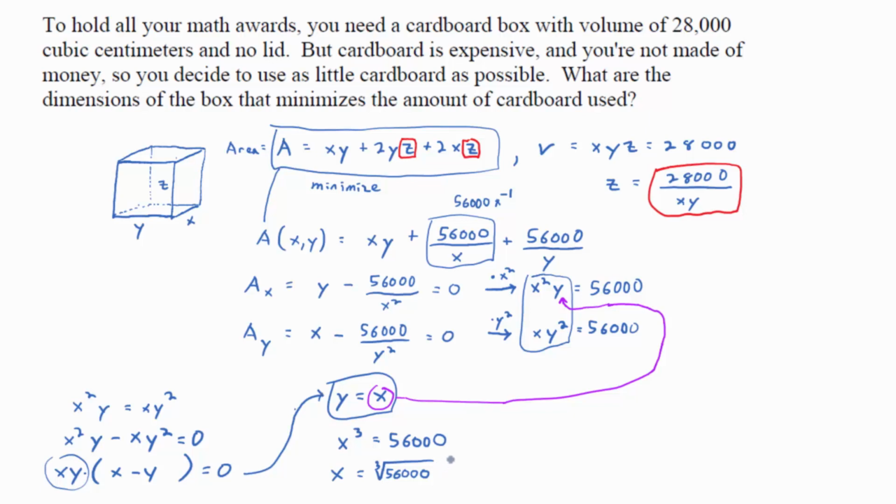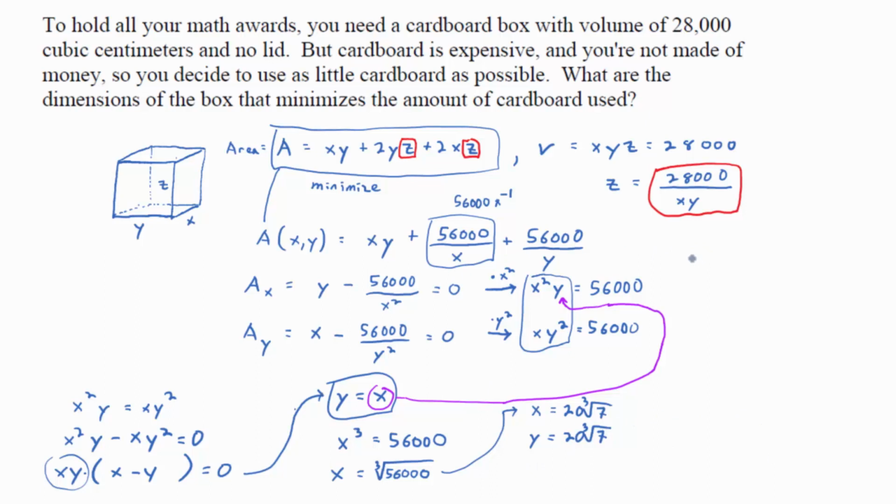I think we can do better than that here. Let's not get decimals. 20 times the cube root of 7. How do you get that? You make an old-fashioned factor tree and break it down. Yes, that's correct, 20 cube root 7. I'll let you verify that. And then y has to be the same thing, 20 cube root 7.